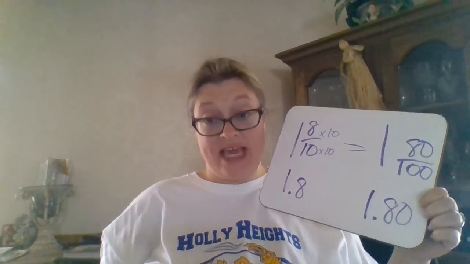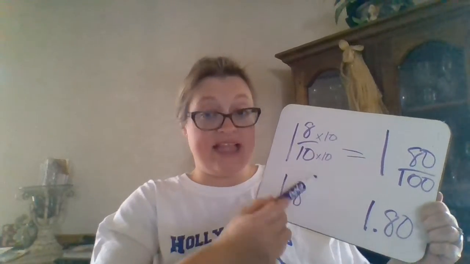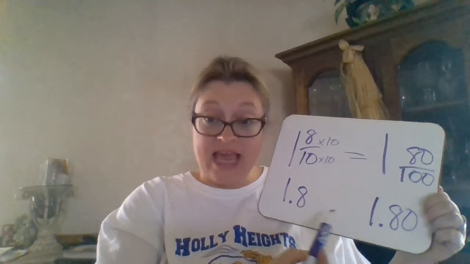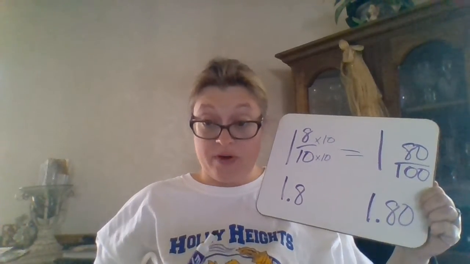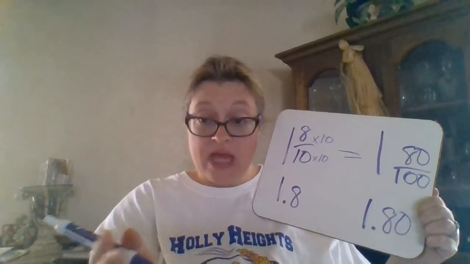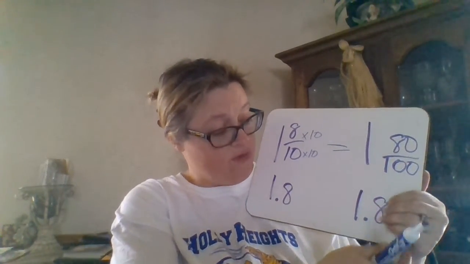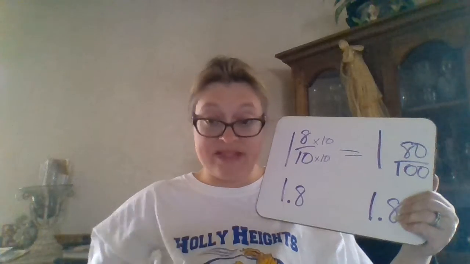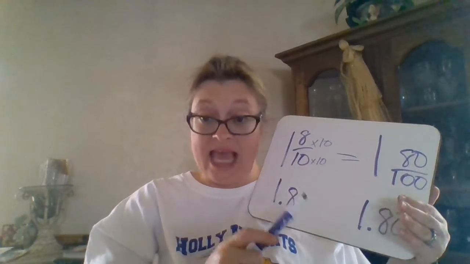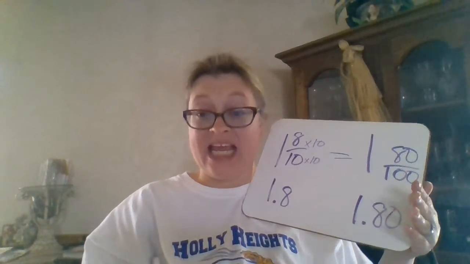But now you can see that even though this is 8 tenths and this is 80 hundredths, this is the same decimal number. Okay? Just because there's a zero there, we're holding that place value, it's okay. But we can cover that up and it says the same exact thing here. So 1 and 8 tenths is the same as 1 and 80 hundredths.